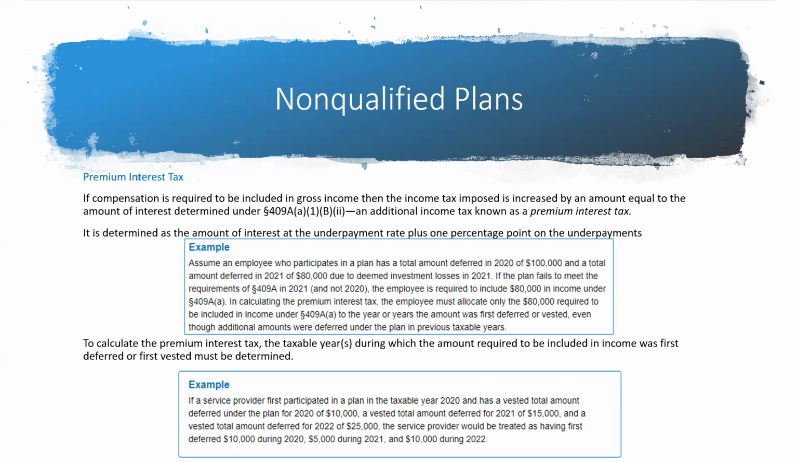In calculating the premium interest tax, the employee must allocate only the $80,000 required to be included in income under 409A to the year or years the amount was first deferred or vested, even though additional amounts were deferred under the plan in previous taxable years.